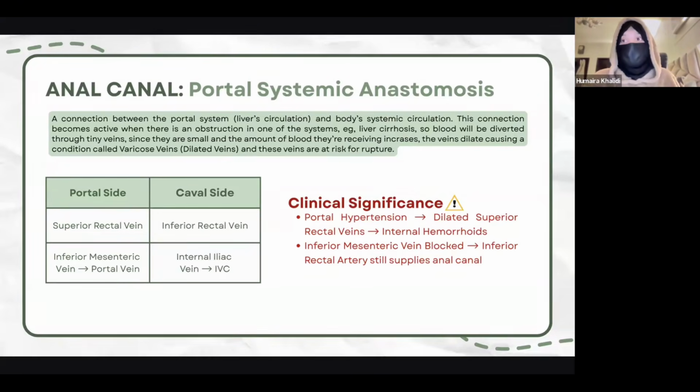And what happens when veins get dilated? You get varicose veins. What happens when you get varicose veins in the anal canal? It's called hemorrhoids. Okay? So the portal hypertension causes dilated superior rectal veins, which causes internal hemorrhoids. Why? Superior is always related to superior, upper half, internal hemorrhoids. Inferior, lower half, external hemorrhoids. Think about it this way. Now, the portal side is the superior rectal vein, inferior mesenteric.